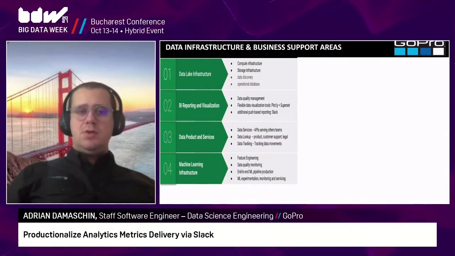We're receiving data on different APIs or endpoints, S3, FTP, so on. And the machine learning infrastructure that we're using for feature engineering, data quality, and end-to-end machine learning production.